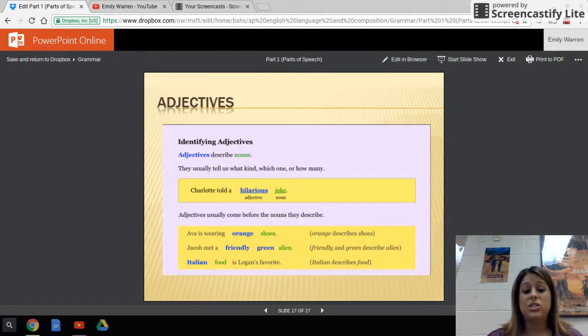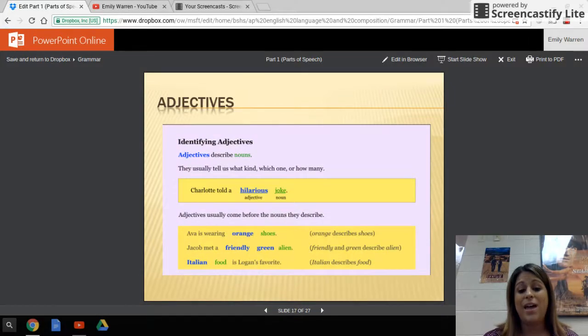We also have adjectives. Adjectives describe nouns. They usually tell us what kind, which one, or how many. So Charlotte told a hilarious joke. Well, what kind of joke was it? It was hilarious. So hilarious is describing the joke. It is an adjective. And adjectives usually come before the nouns they describe.